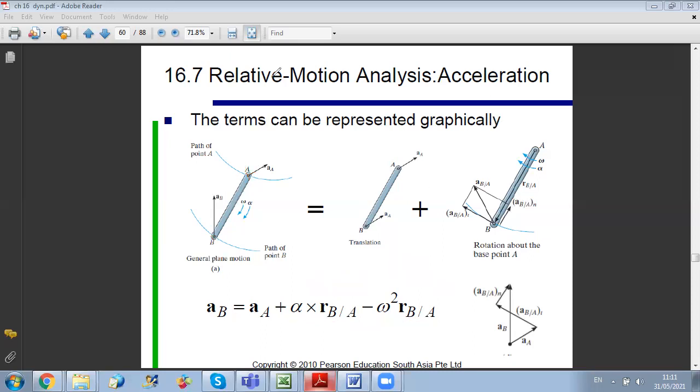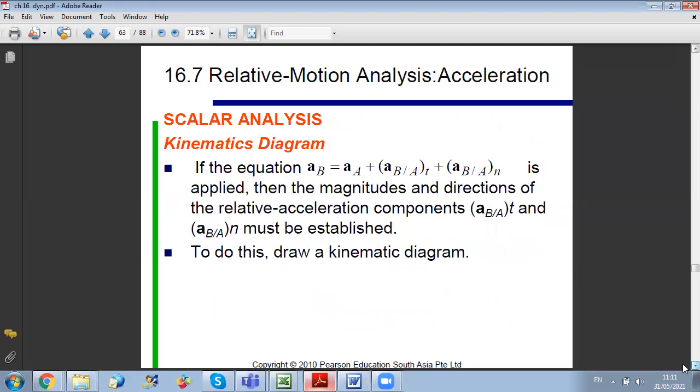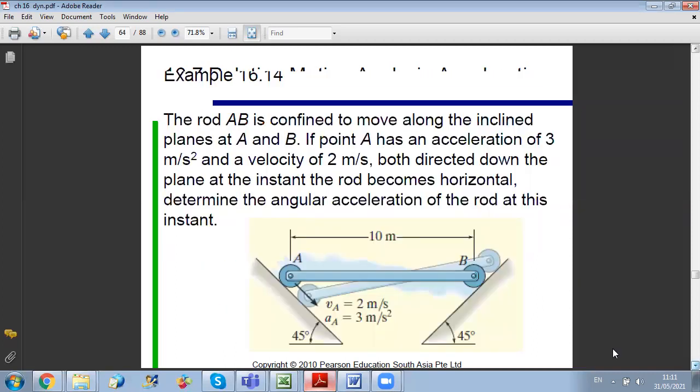Now, let us do some practice on how to relate accelerations of 2 points on the same rigid body. The rod AB is confined to move along the inclined planes at A and B. If point A has an acceleration of 3 meters per second square and the velocity of 2 meters per second, both directed down the plane, at the instant the rod becomes horizontal, determine the angular acceleration of the rod at this instant.